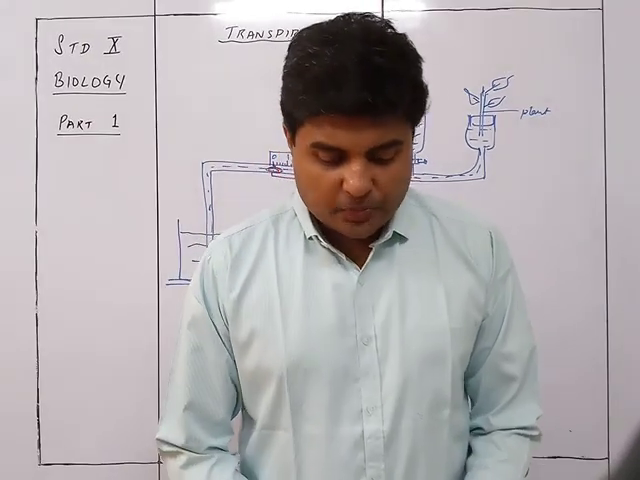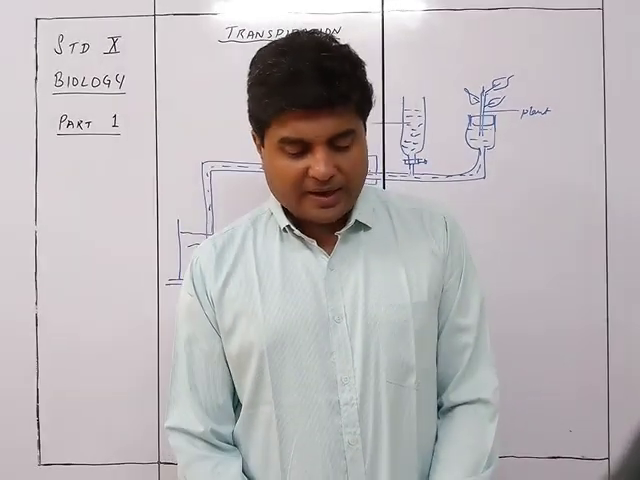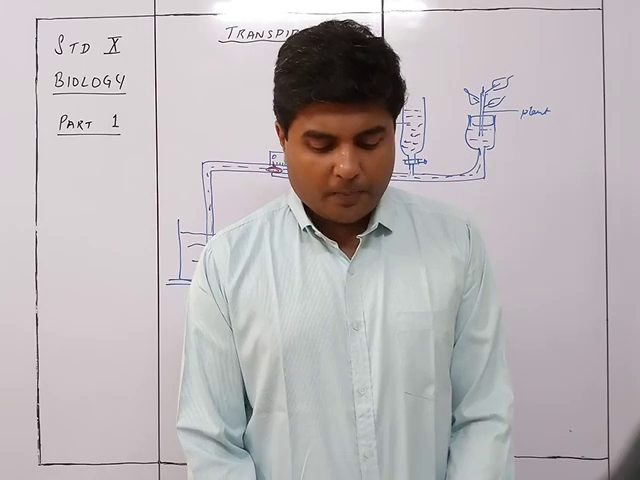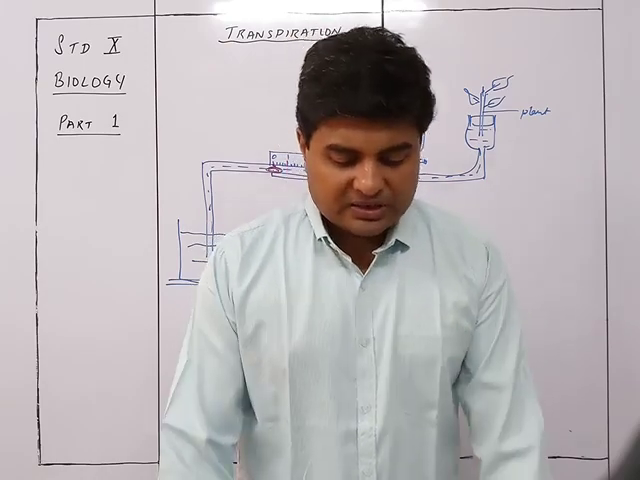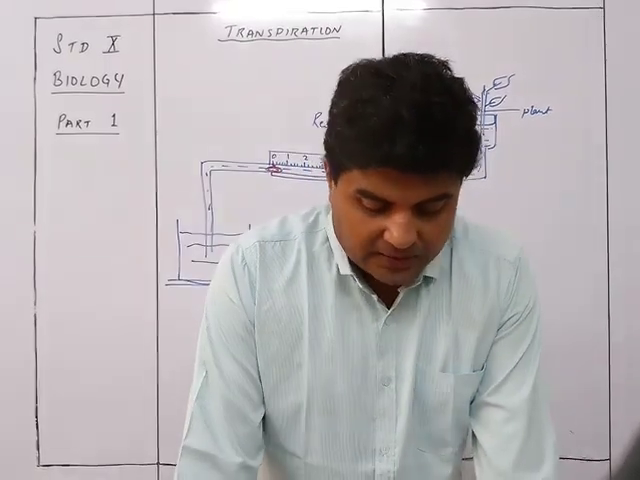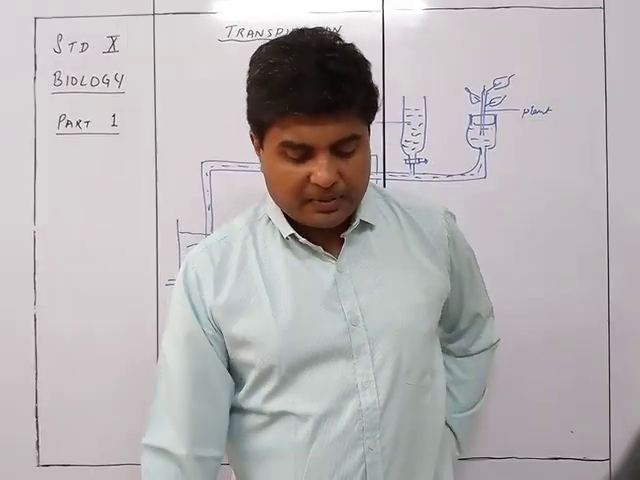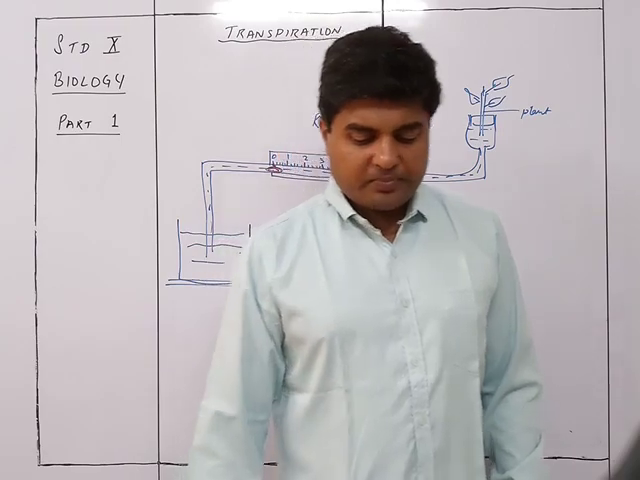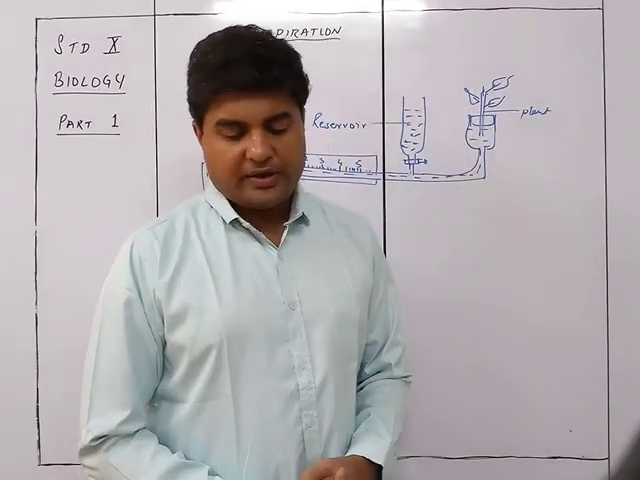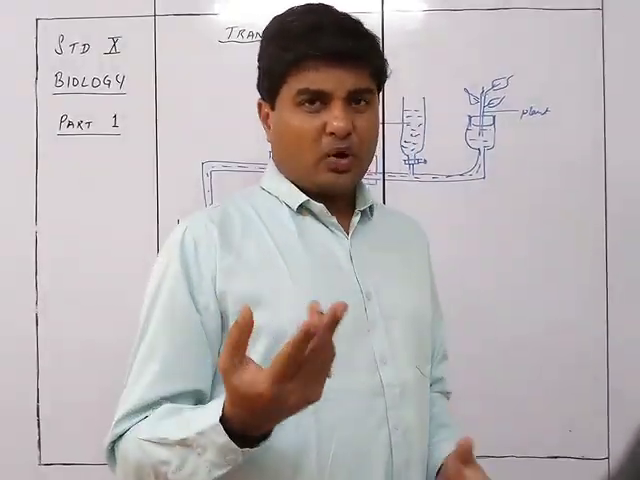The potometer should be made completely watertight, and the twig should be cut obliquely to allow a larger surface area for water intake, and cut underwater to avoid suction of an air bubble into the twig, which will stop the absorption of water into the xylem. So here some precautions need to be taken.